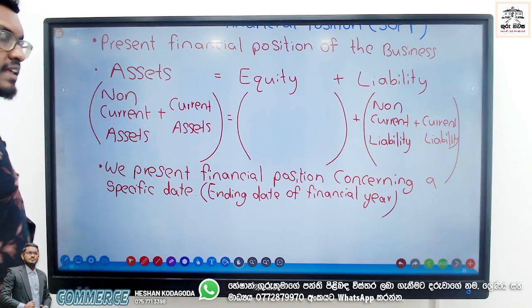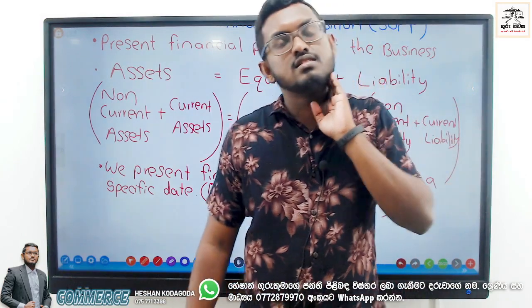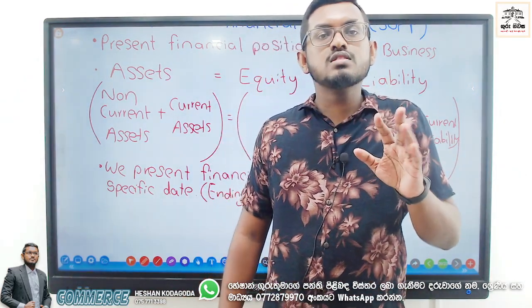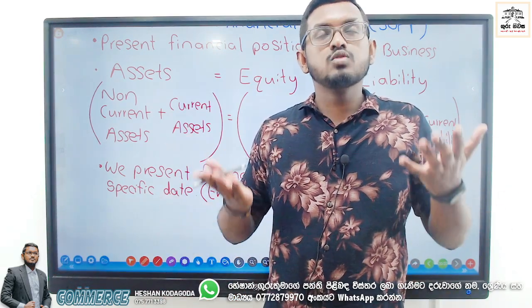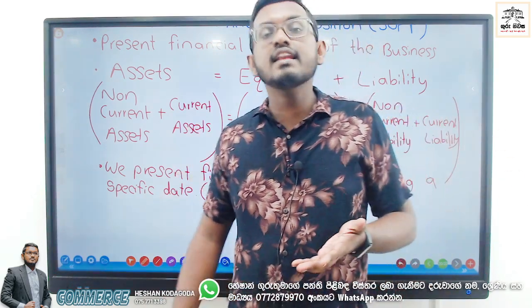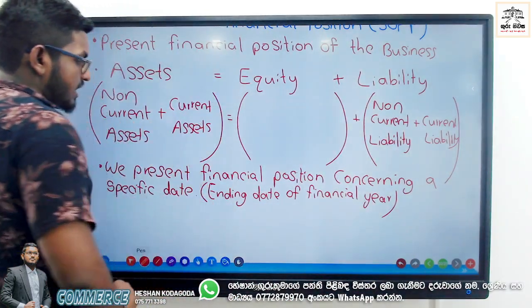So you know we can calculate equity using two ways. Equity equals assets minus liabilities. But we can't use this because we don't know the ending assets and ending liabilities. We need to calculate the ending equity. How to calculate the ending equity?